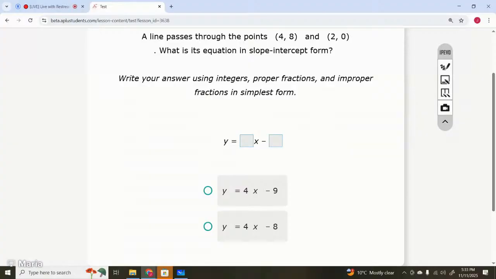A line passes through the points (4, 8) and (2, 0). What is its equation in slope intercept form? So which is the correct option? That is y equals 4x minus 8. Option number 2 is the correct option.